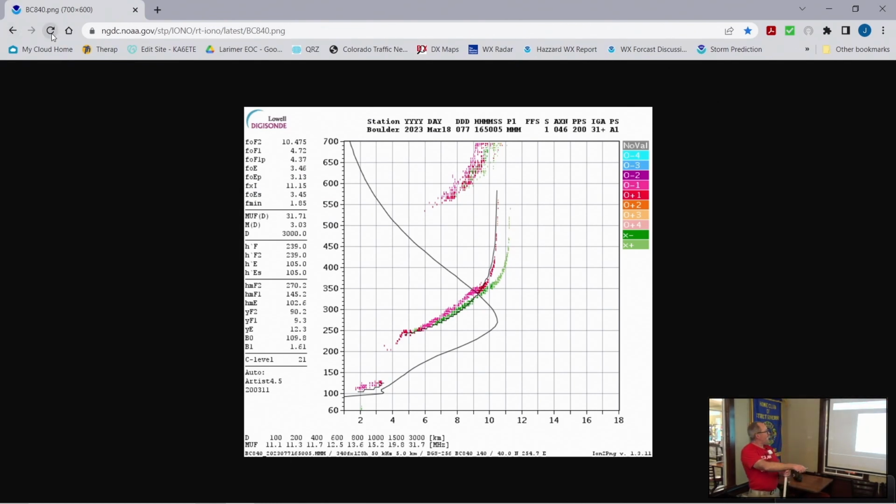Okay, this is live right now. Right now, we've lost 40 meters. We've got 60. We've got 40. We've got 30 meters, barely. So that's right now.